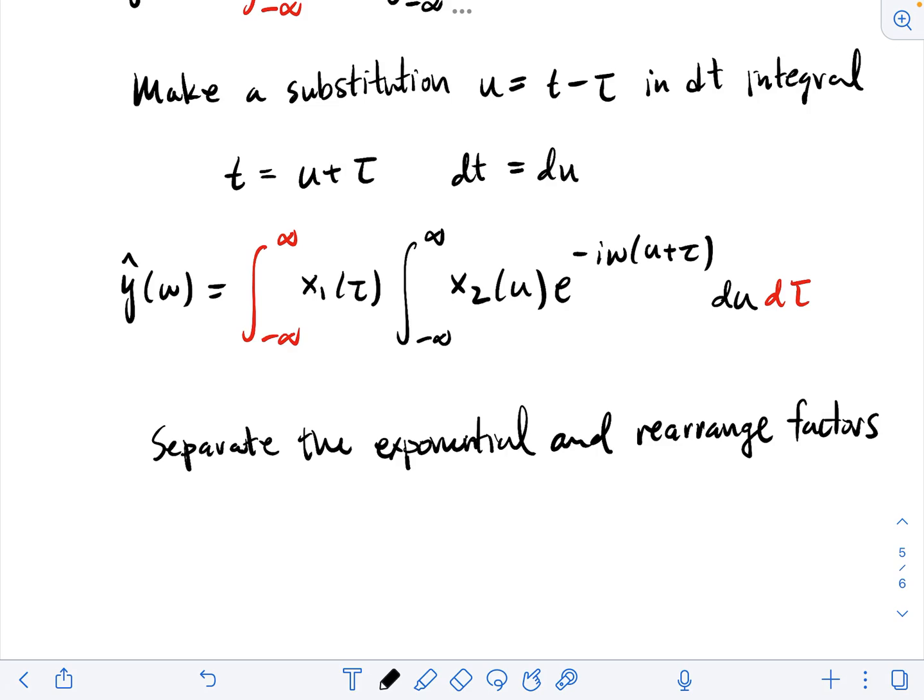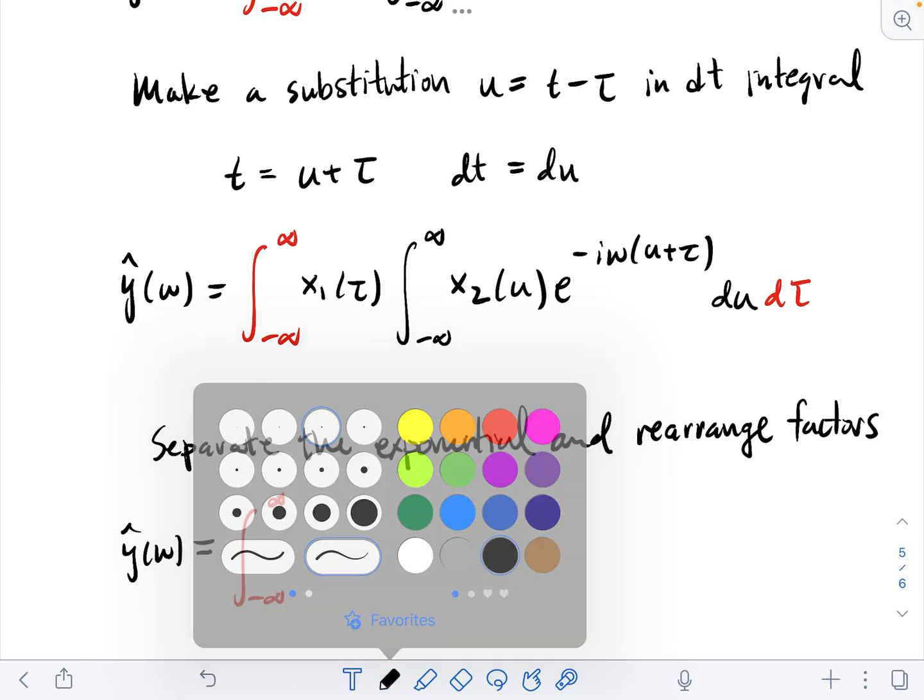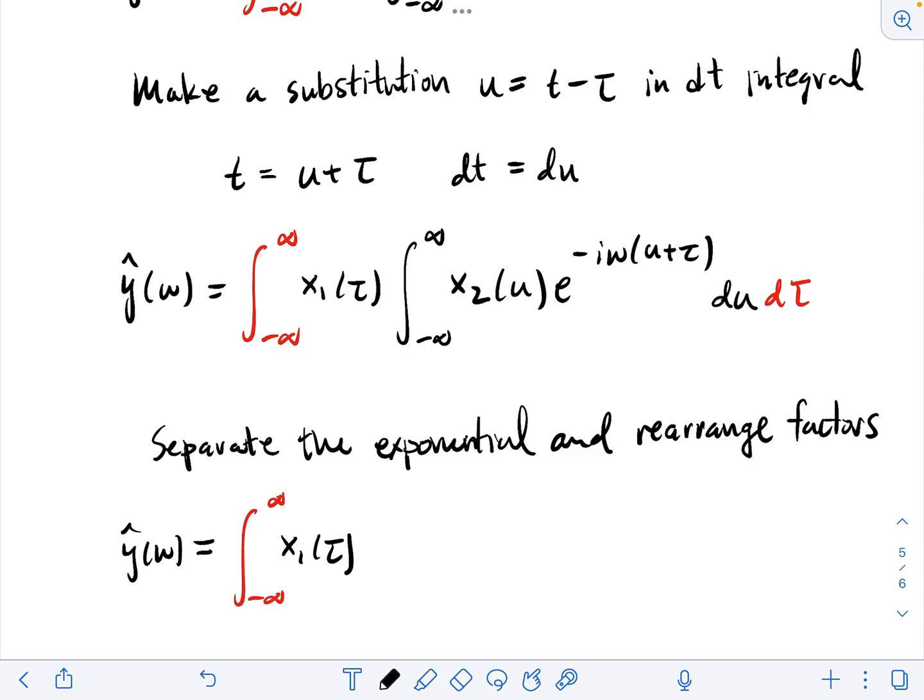Okay, so this y hat of omega is going to be equal to the integral from minus infinity to infinity of x1 of tau. And then when we separate the exponential, we'll have e to the minus i omega times tau. We can take that out of the u integral. And then we have the integral from minus infinity to plus infinity. This is now an integral over u. We have x2 of u, and the remaining bit of the exponential is e to the minus i omega times u. Then we have a du, and we have our d tau.